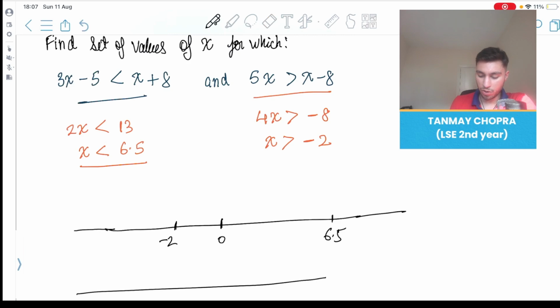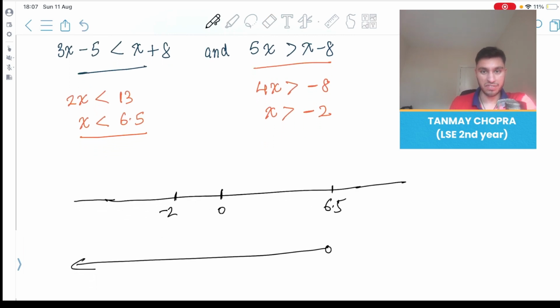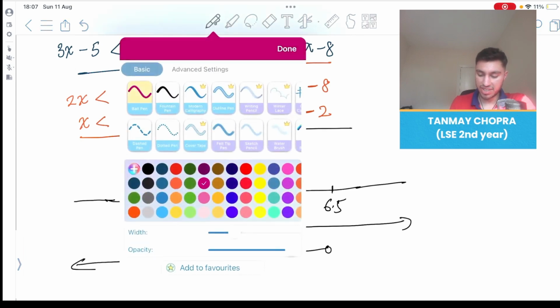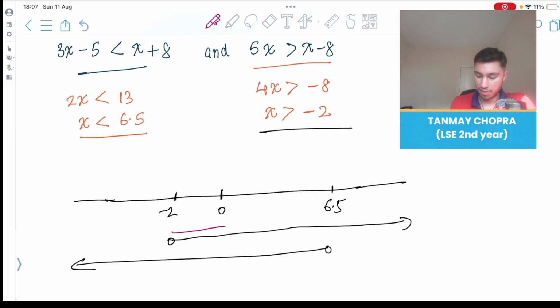So anything that goes from here to here, I'll put an open dot because that means 6.5 is not included. And I need everything that goes from here onwards because I need x is greater than -2. All right, so I'll put an open dot here as well. Now I need to find where the overlap is. I see the overlap is within this region. This is the region, right?